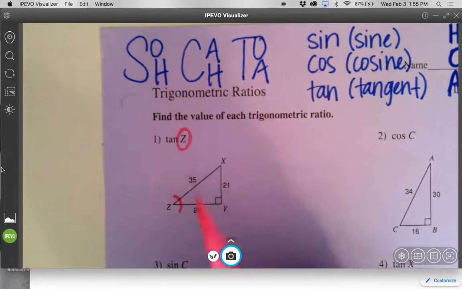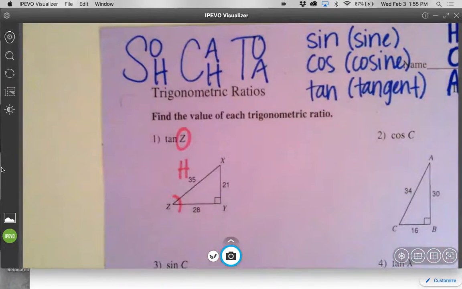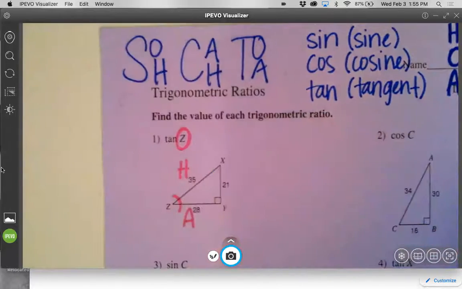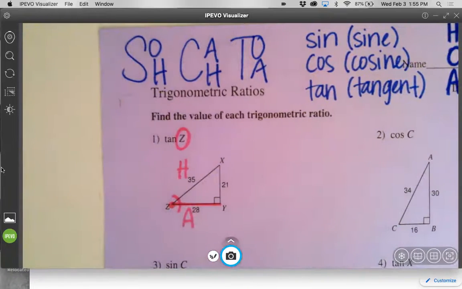21, the 28, or the 35? 35, good. Then I usually move on to the adjacent because the adjacent side is going to be touching the angle we use, but it can't be the same as the hypotenuse. So which side is the adjacent? See how the 28 side runs into this corner that we're using over here? The only two sides that are going to make up that corner are the hypotenuse and the adjacent.